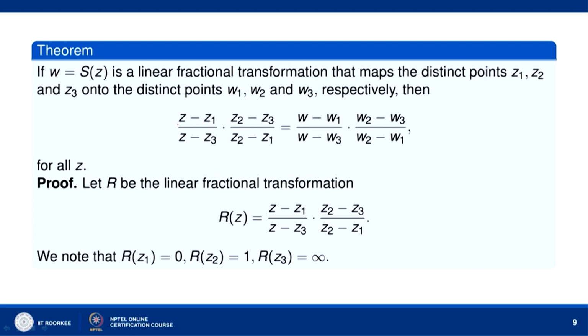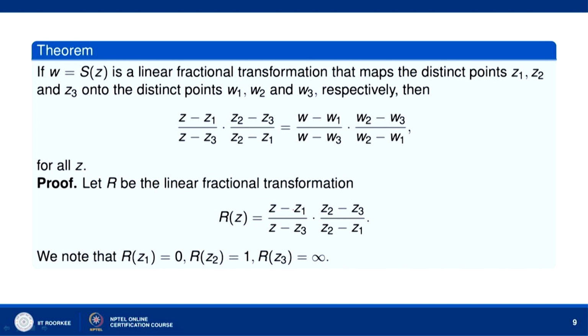You can see here when Z equal to Z1, the left side becomes 0, and so W equal to W1. When Z equal to Z3, this becomes infinite, and so W becomes W3. And when Z equal to Z2, then the left side becomes 1, and the right side becomes 1 when W equal to W2.